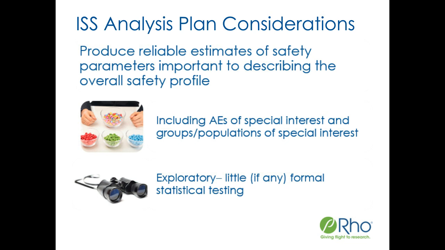To do that, we'll talk a little bit more about how to define your parameters of interest, but once you have those, you also want to include AEs of special interest and different populations of special interest. A lot of these are going to be dependent on your indication or on the class of your drug product.